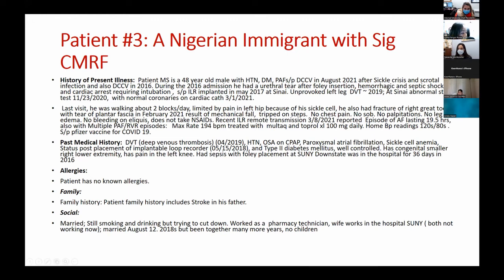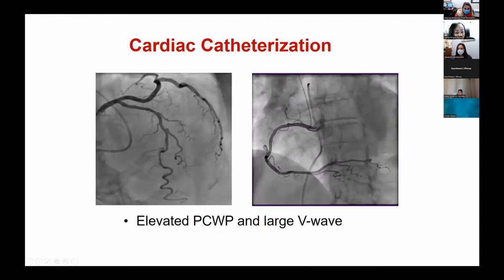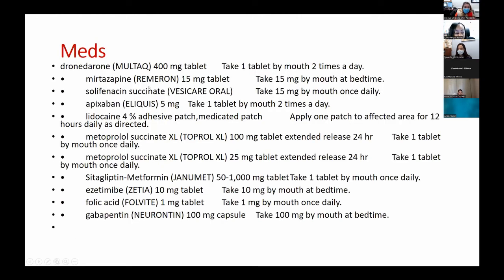At any rate, remember I mentioned that we did a cardiac cath when he appeared to be ill. Well, this is his cath showing the left coronary on the left and the right coronary on the right. He had a large V wave in the PCW, but otherwise the cath was normal. These were his meds when I last saw him. He was on dronedarone or Multaq to keep him in sinus rhythm. Other cardiac meds, he was on apixaban. He was on metoprolol, 125. He was on Janumet for the diabetes. He was on Zetia for the lipids, okay?